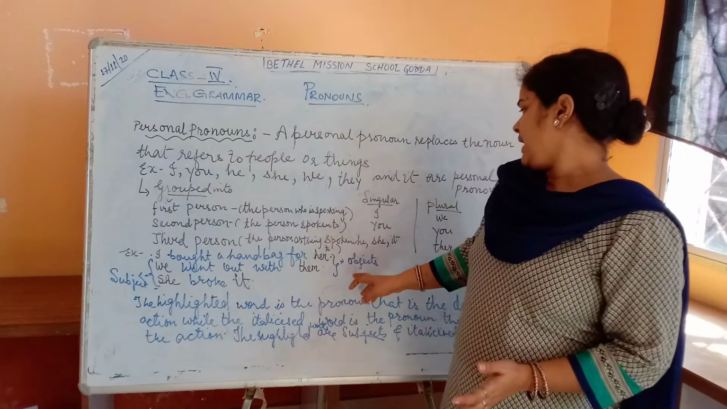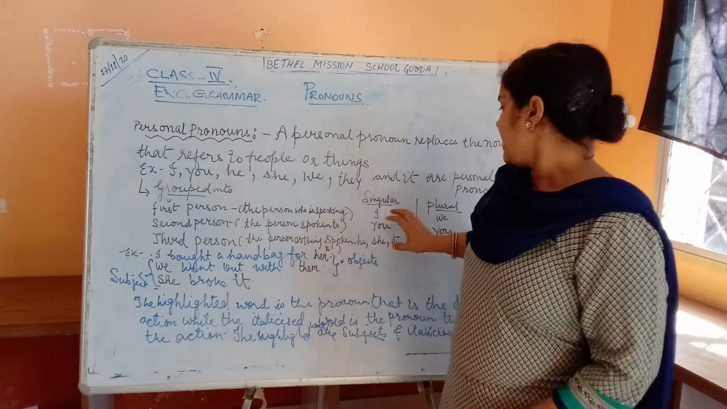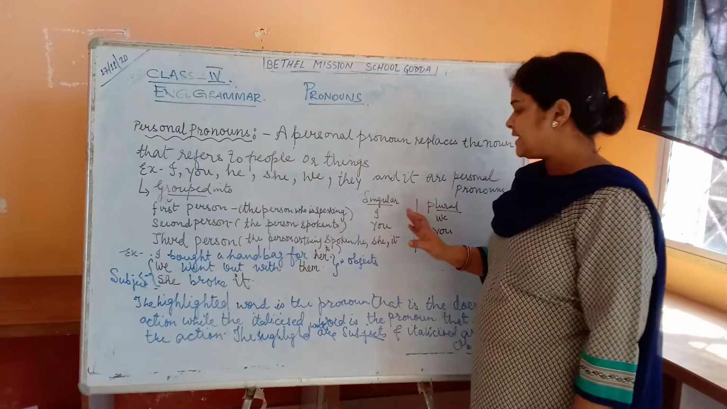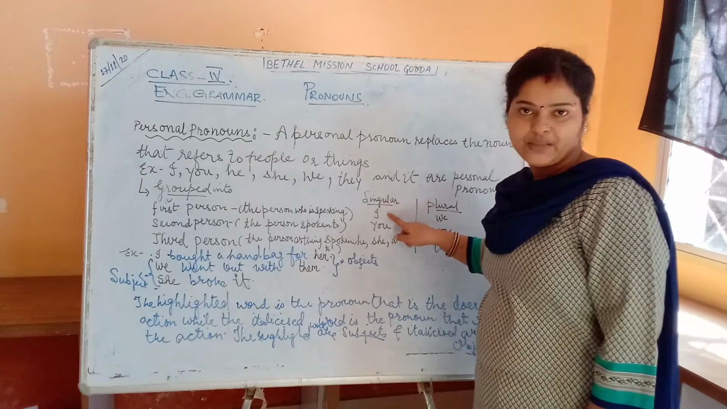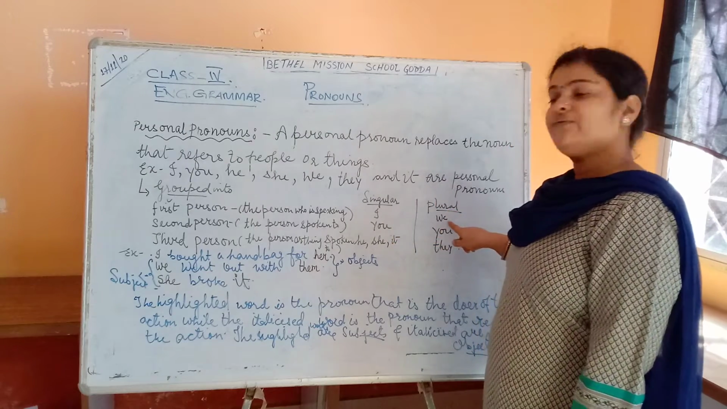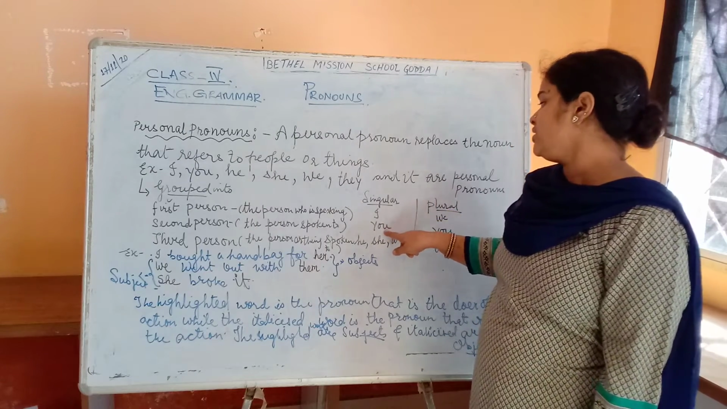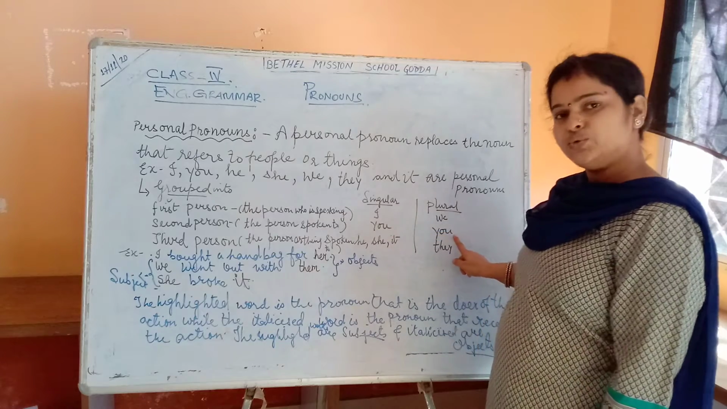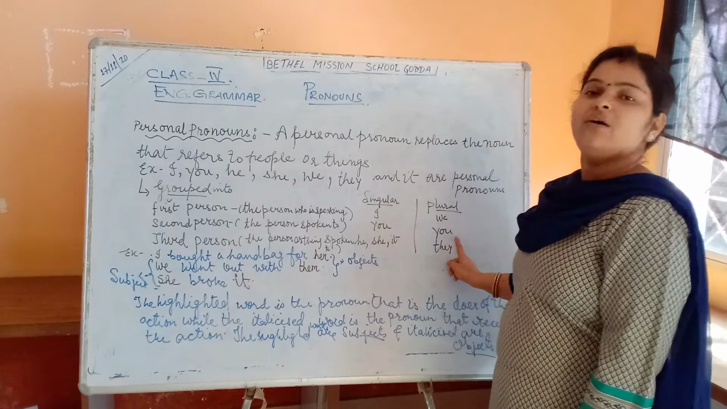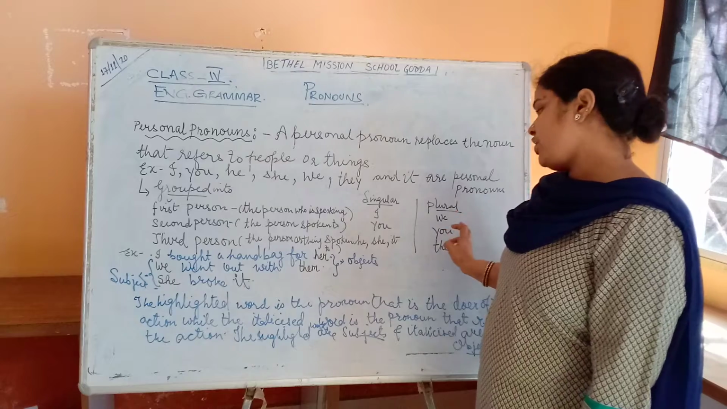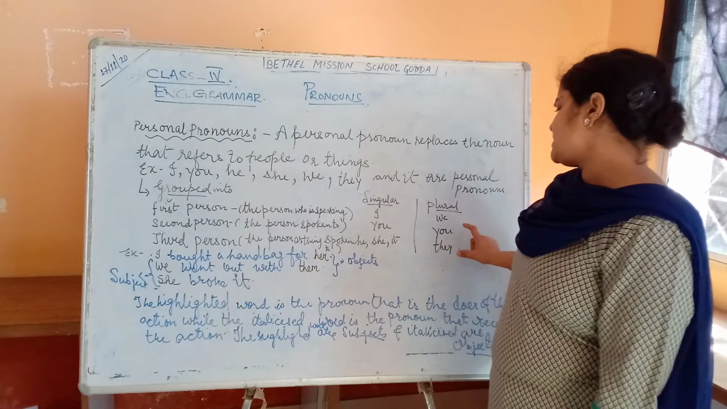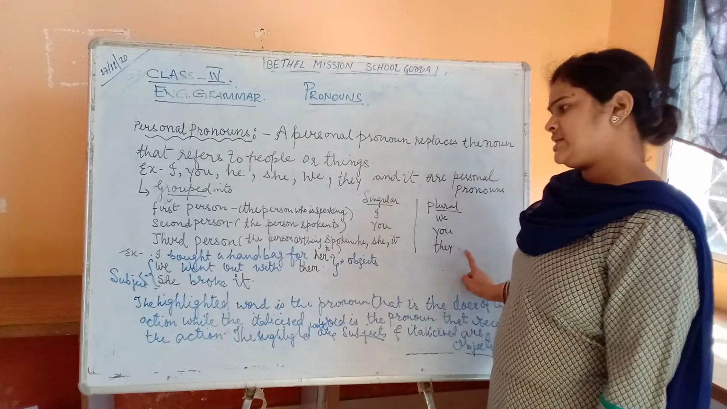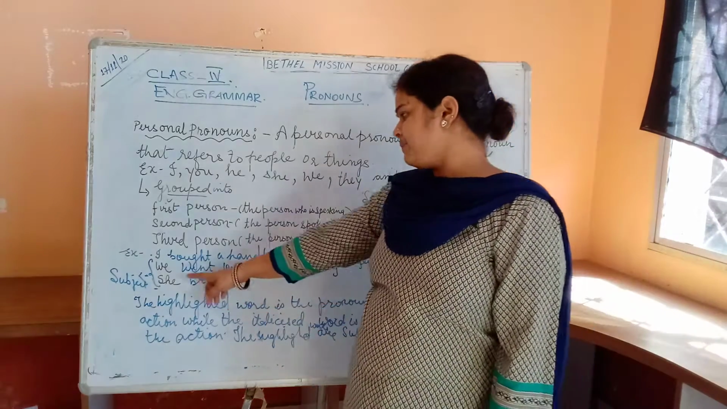They are also grouped into two parts: singular and plural. In the singular we use I, and in the plural we use we. Second, the singular is you, and the plural is also you. The word you is used for both. Again, he, she, it are singular, and they is used in the plural sense. Okay, let's see some examples.